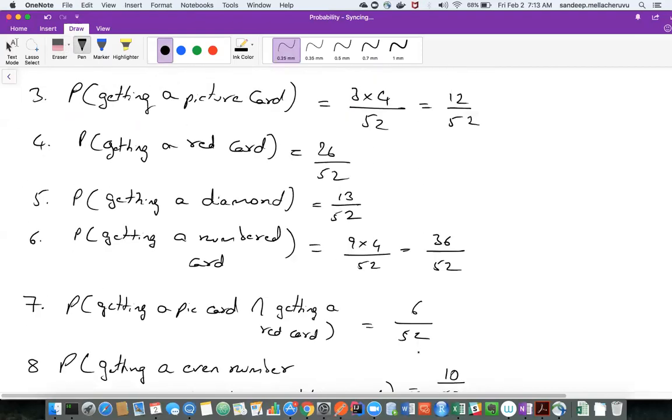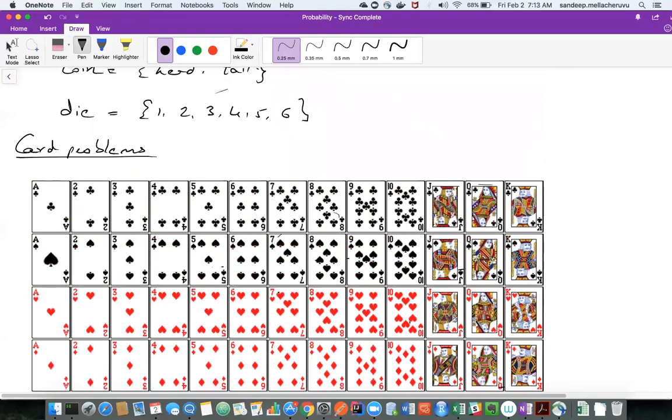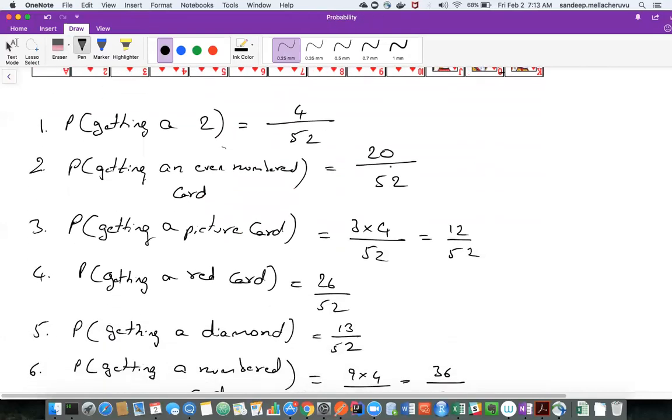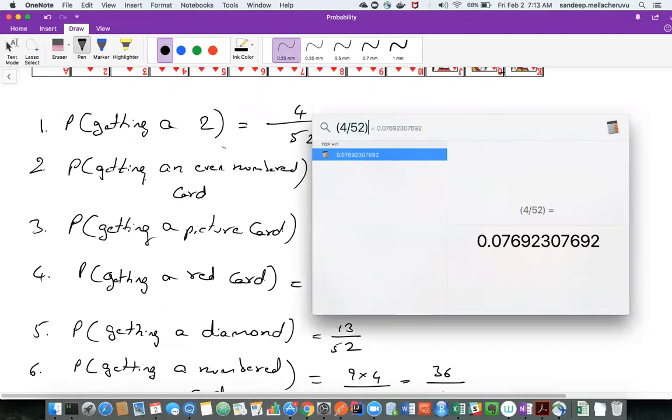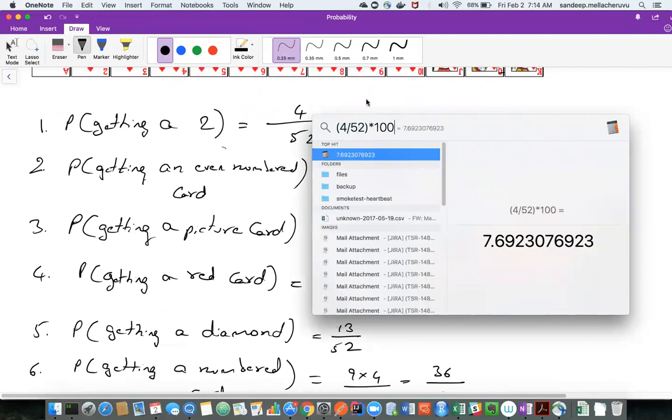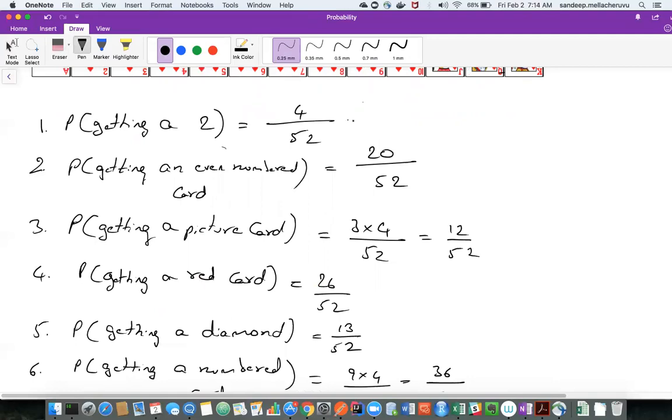Now, how do you do that? Again, the same thing. Earlier it was 20 by 52, now it is 10 by 26. But actually, if you see, these two are the same. So sometimes you may get the same probability, but most of the time your probability will improve. For example, in the first case, how much is 4 by 52? If I multiply any probability by 100, I'll get a percentage.